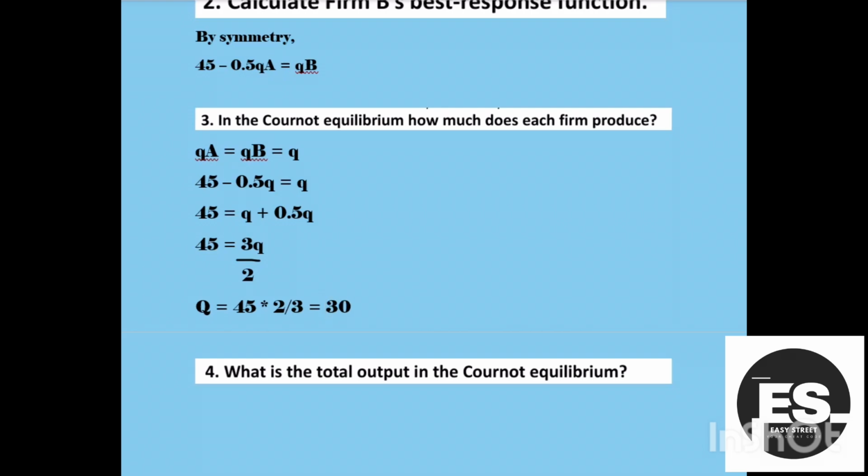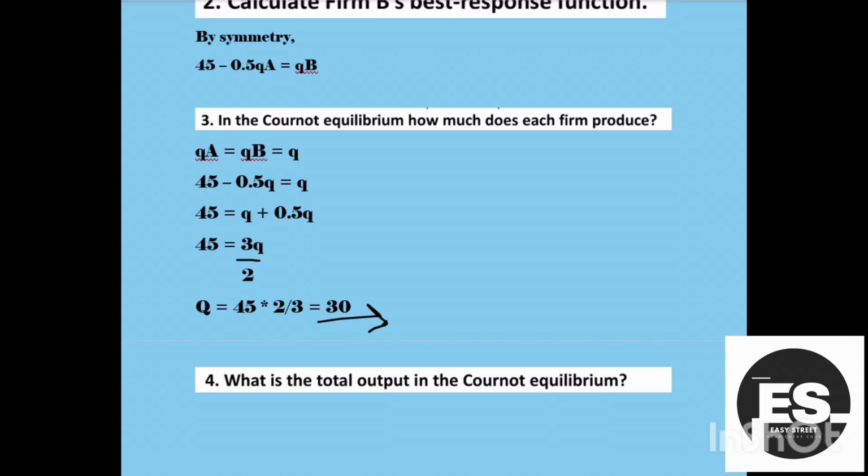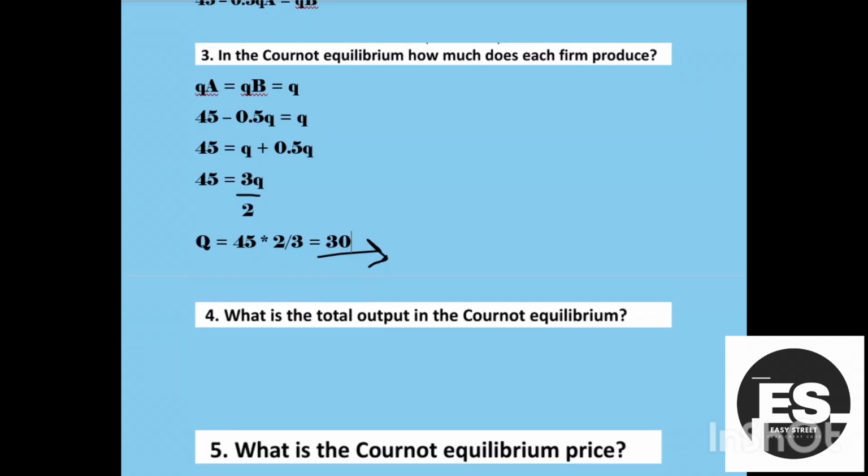You asked how much does each firm produce. Firm A would produce 30 and firm B would produce 30. So here they ask us what is the total output. When you're asked what's the total output, it's asking you about both firms. So you know the amount that each firm produces, which is 30. So all you've got to do is go QA.